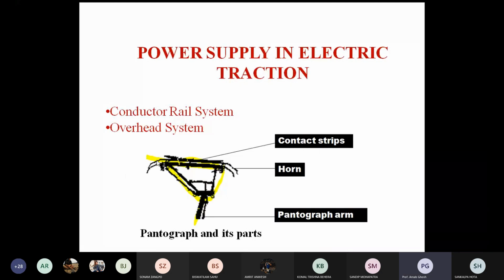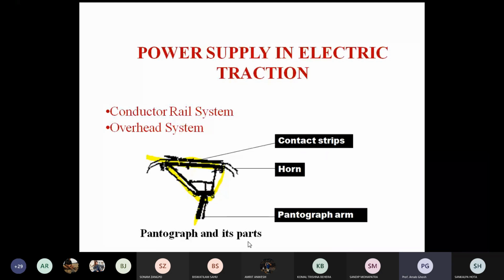The pantograph has some segments. It looks like a Z-shaped object. It has three most important parts. The first thing is your contact strip. The second one is your horn, and the third one is your pantograph arms. Here is the diagram of the pantograph and its parts.